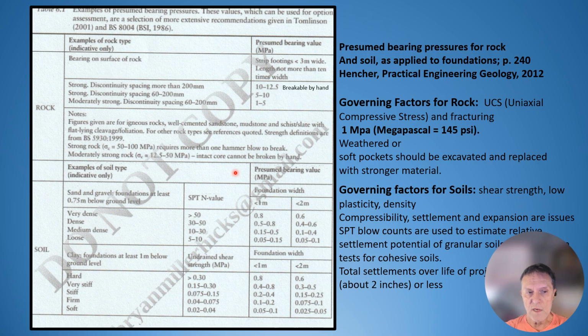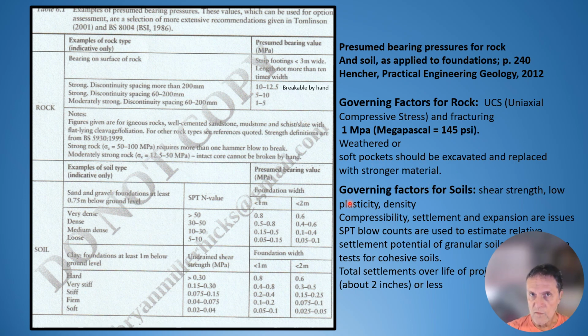This is a lot of information. It has to do with bearing pressures for rock and soils taken from Hencher, Practical Engineering Geology. A couple things to point out here. Governing factors for rocks: you have fractures, which are planes of potential weakness. You may have weathered, decomposed chunks or masses of rock, soft pockets. If they're unsuitable, they might have to be excavated and replaced.